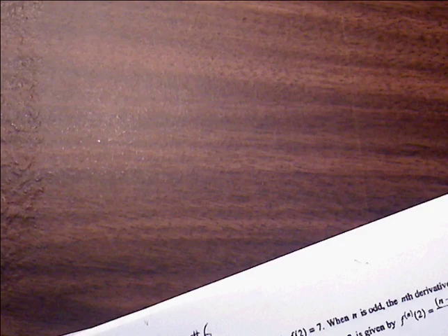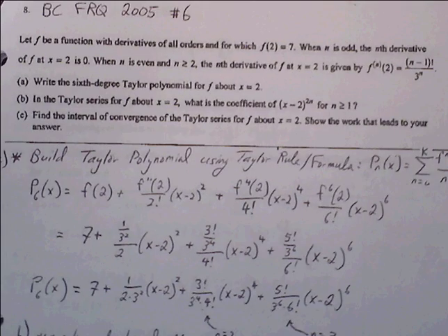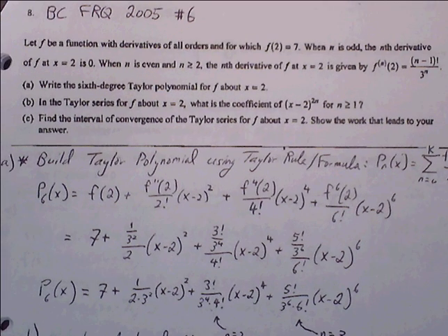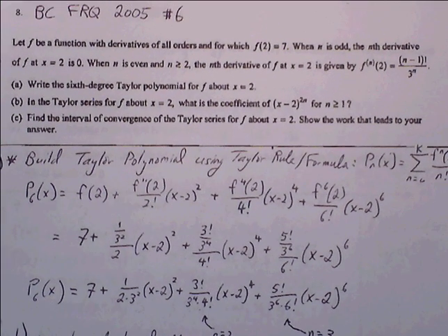Okay, let's look at number 8. All right, so let f be a function with derivatives of all orders for which f of 2 equals 7. When n is odd, the nth derivative of f at x equals 2 is 0. When n is even and n is greater than or equal to 2, the nth derivative of f at x equals 2 is given by n minus 1 factorial over 3 to the n. So part A says write the 6th degree Taylor polynomial for f about x equals 2.